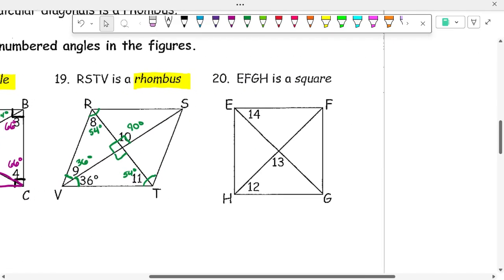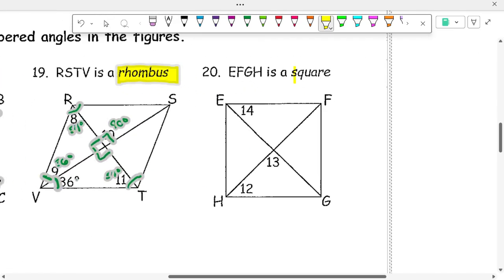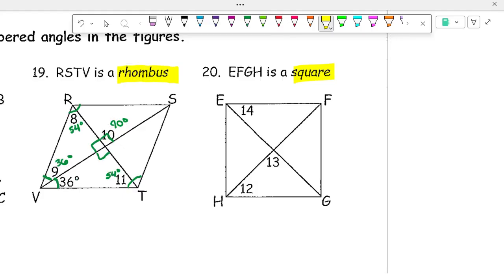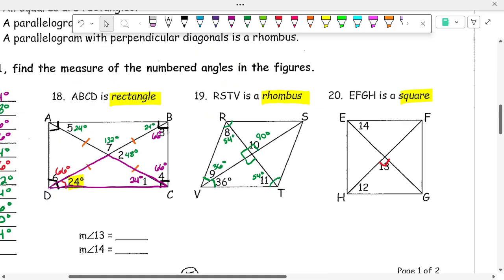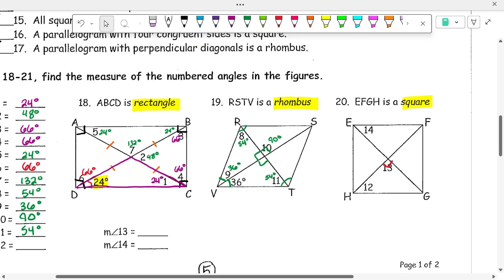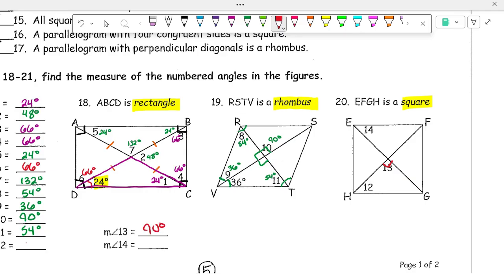All right, last one. This shape is a square. So it's a little bit of everything. So which angle's the easiest to find? Well, which one is definitely the easiest to find? 13 is definitely the easiest to find because it's a what? It's a right angle. Yep. So 13 is a right angle, so it's 90 degrees.